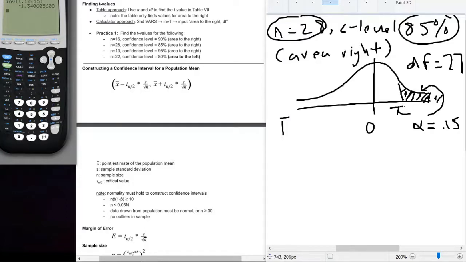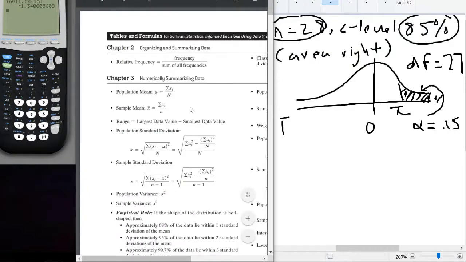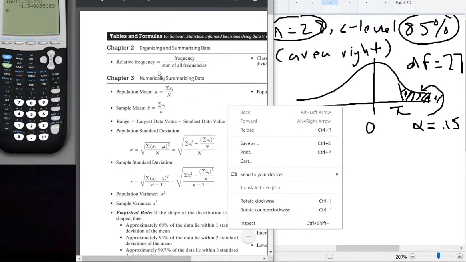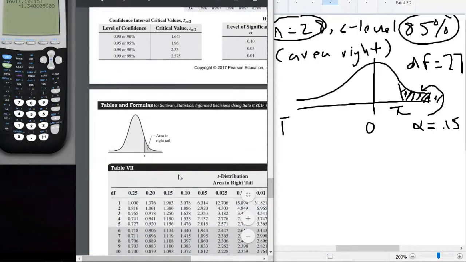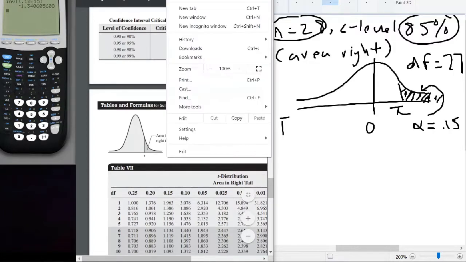Okay, so the table approach, you'll have to go to MyMathLab and you'll have to get the tables and formula sheet, okay, the one that you see here, and I need you to look for table 7. We're going to look for table 7. Okay, so if you notice, when you go to table 7, we're going to zoom out a little bit.